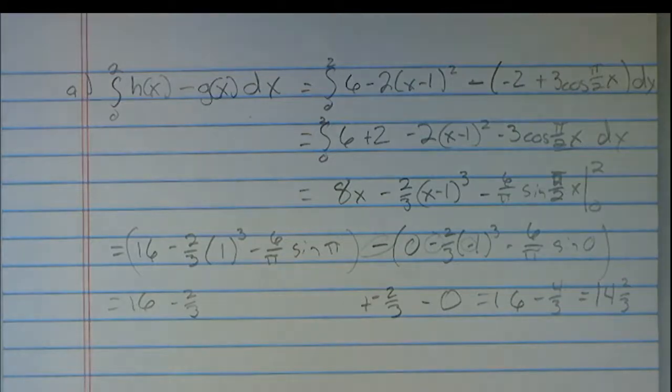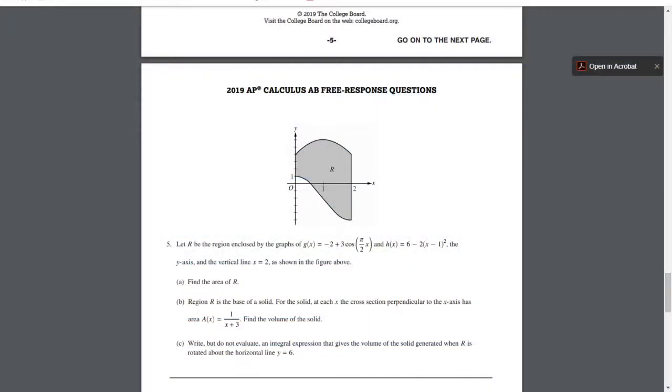For part B. A region R is the base of a solid. For the solid, at each x, the cross-section perpendicular to the x-axis has area equal to 1 over x plus 3. Find the volume of the solid. This one is easier than it looks because we're given the area. We don't actually care about the distance in here at all.